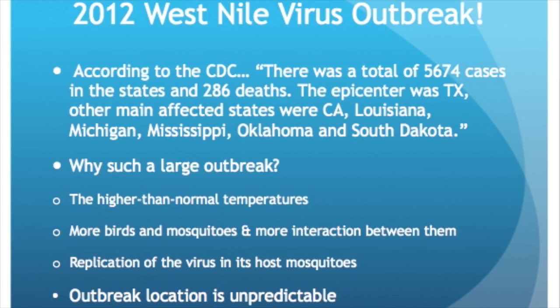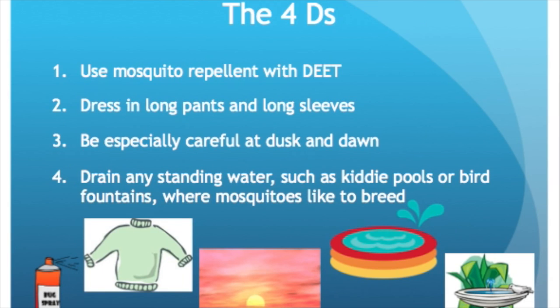While the outbreak was still going on, CNN came out with a news report to give warning about preventative measures, which they called the 4Ds. These were: use mosquito repellent with DEET, dress in long pants and sleeves, be especially careful at dusk and dawn, and lastly, drain any standing water, such as kiddie pools or bird fountains, where mosquitoes like to breed.